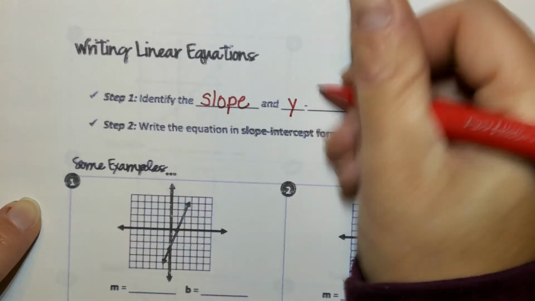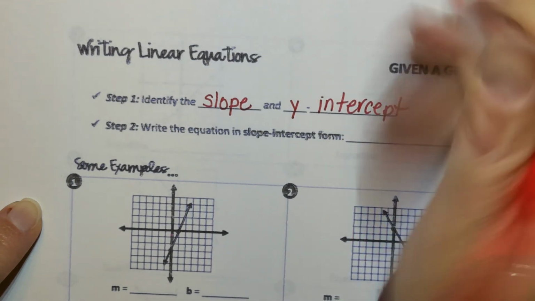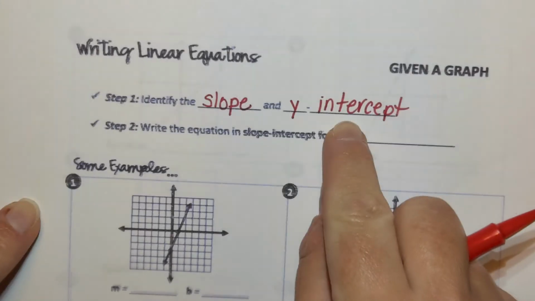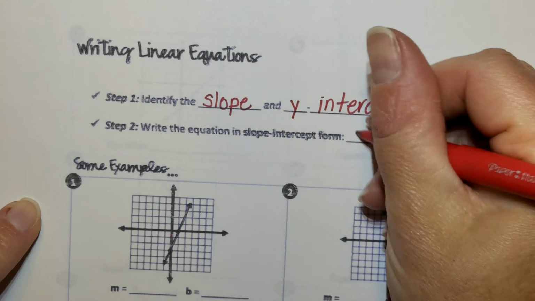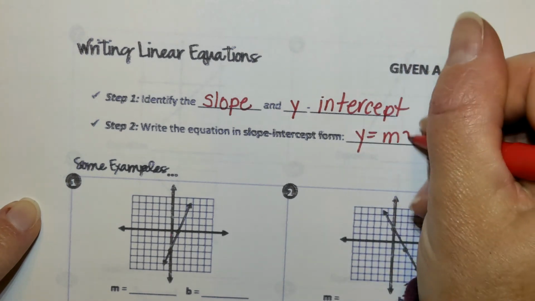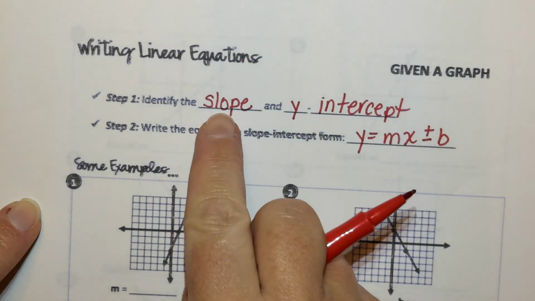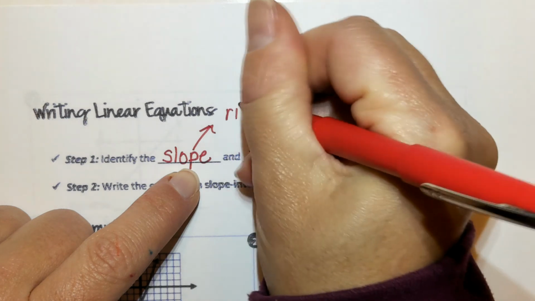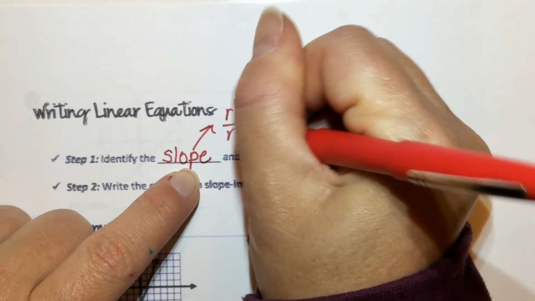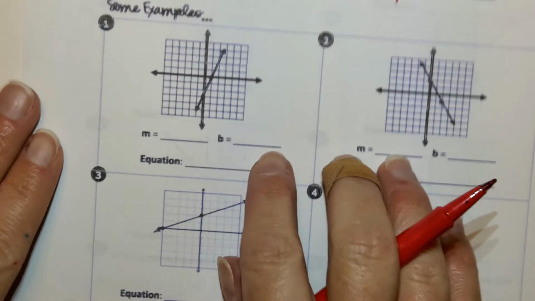Can you write the linear equation if you see the graph? Can you go the other way? The answer is, of course you can. You can do this. Step 1 is when you look at the line, you need to identify the slope, rise over run, and you also need the y-intercept. Y-intercept is where your line crosses the y-axis. That's not hard. Then write it in slope-intercept form.